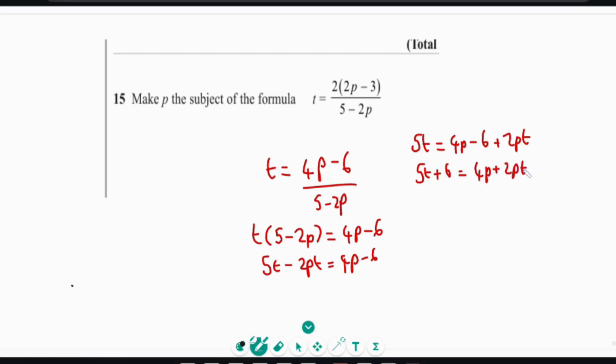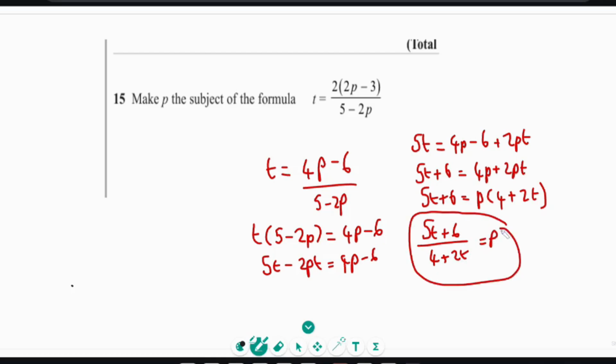Then I'm going to factorise into a single bracket by taking p out, because I want to isolate the p and get it by itself, and divide both sides by 4 plus 2t. So this is my answer. If you'd brought everything else the other side, you would have got minus 5t minus 6 over minus 4 minus 2t is equal to p.